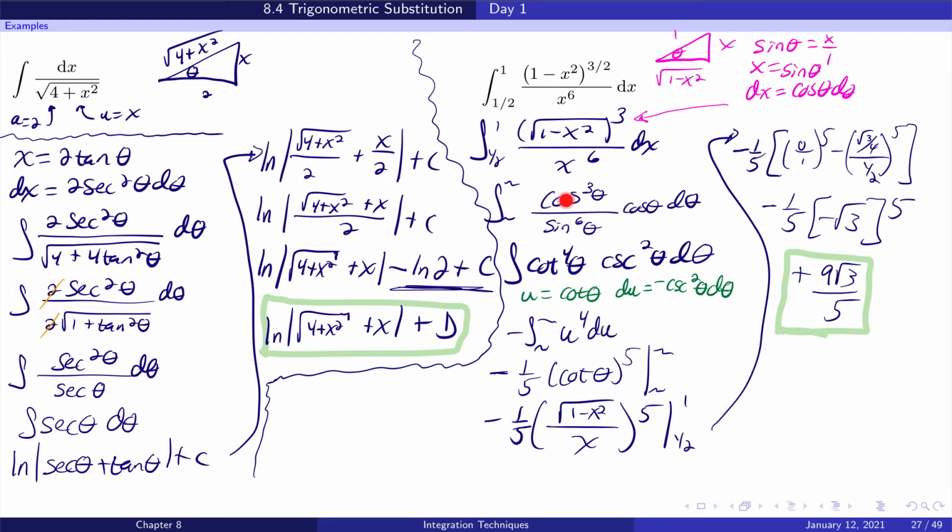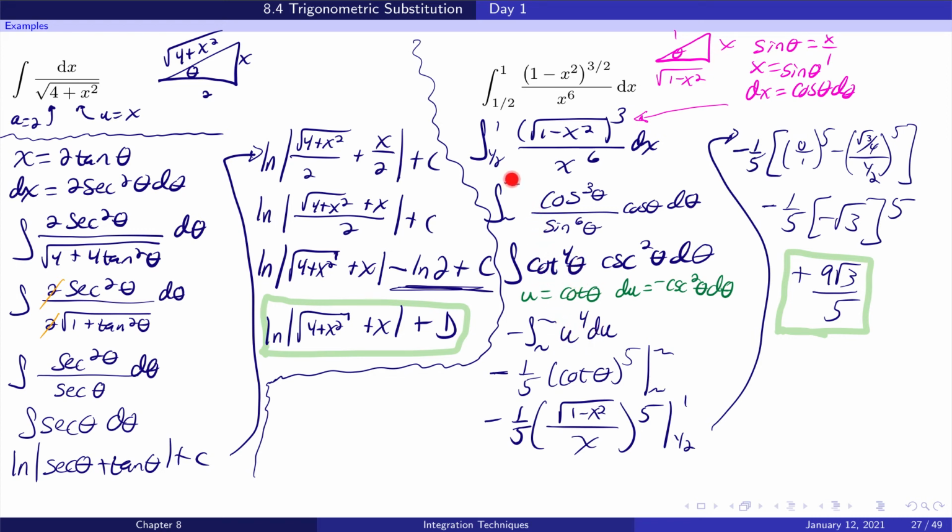If I take the 4 cosines up top and match them with 4 sines in the bottom, I have 4 cotangents with 2 sines in the bottom left over. That's 2 cosecants. Using a u substitution where u is cotangent theta, du is negative cosecant squared theta d theta. That takes care of all this as long as I throw in an extra negative sign, and then I've got u to the 4th power.